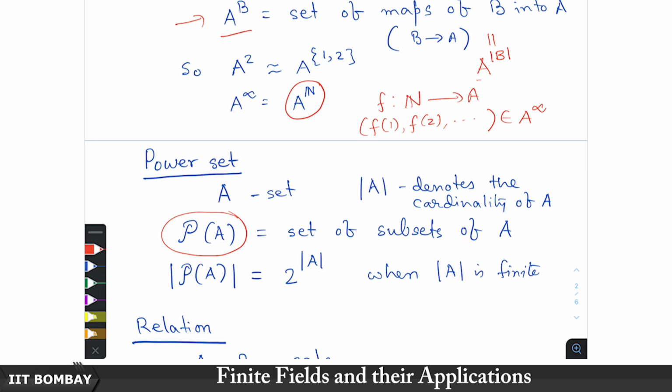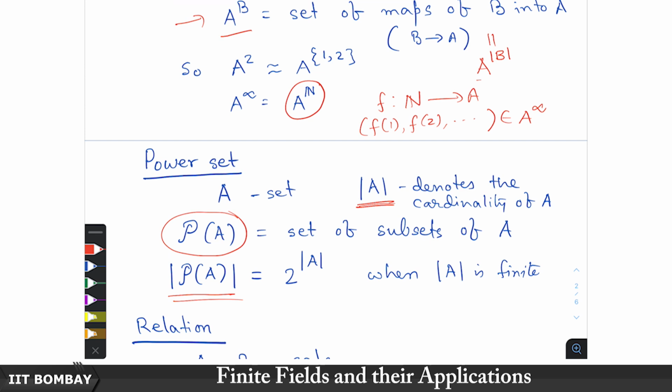Now, how many subsets are there? If A is a finite set, it will also have a finite number of elements. The power set will also be a finite set. What will be the exact size or cardinality of the set? Cardinality is denoted by mod A like this. Cardinality, or the number of elements for finite sets, is denoted by this. So, the power set is also finite in that case, and its cardinality is 2 power the cardinality of A.